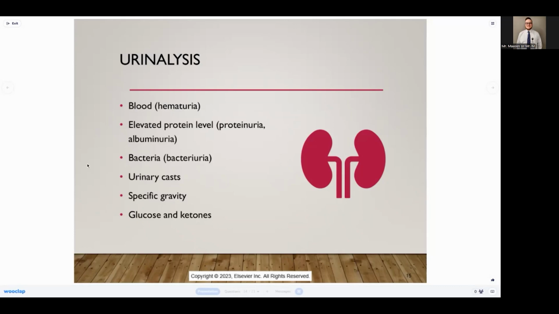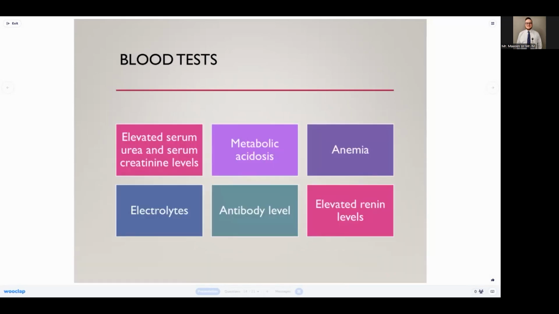Ketones indicate uncontrolled, usually diabetes. Glucose, we usually utilize glucose pretty well in our body. So the only reason I should find glucose in someone's urine is that it's in excess and the body's trying to get rid of it, which would indicate diabetes problems.